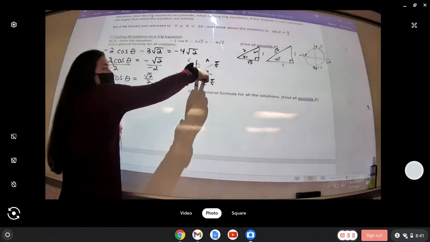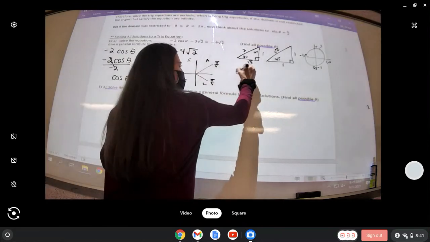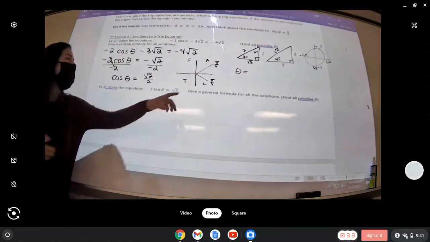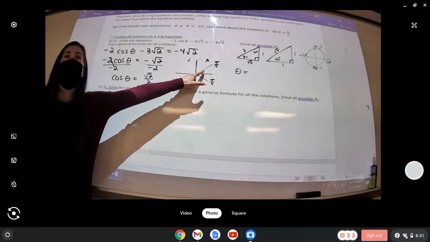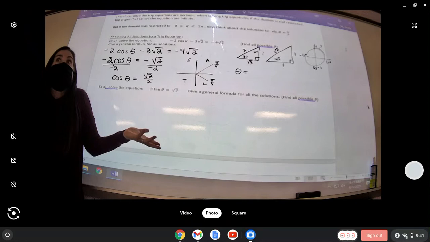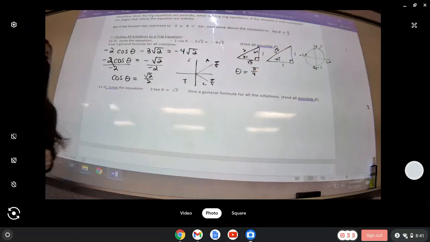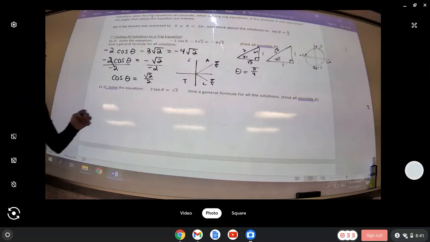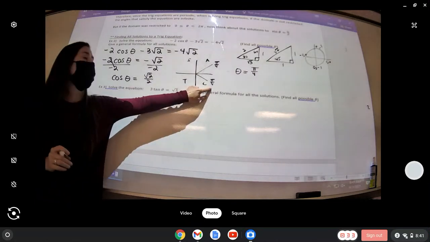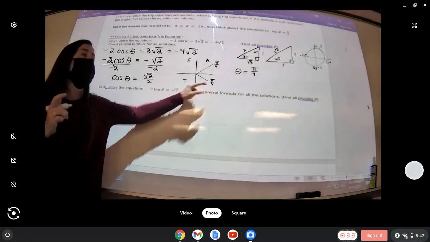So guys, what's this answer? Theta would be who here? In quadrant 1, what's the multiple of pi over 4 in quadrant 1? Pi over 4. So pi over 4 is definitely an answer to this equation. All right, but then what multiple of pi over 4 are you sitting at in quadrant 4?